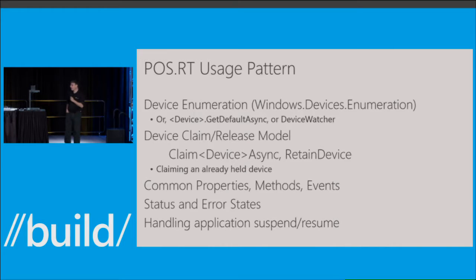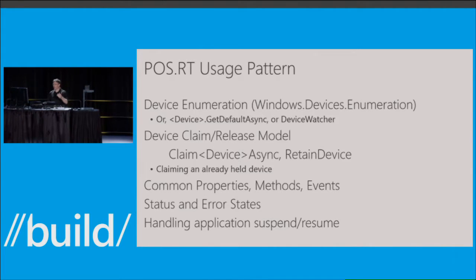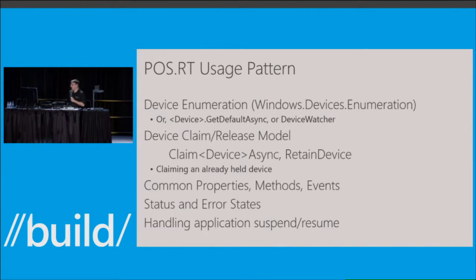So the model that we've put in place here is actually a cooperative claim model. So in this case, the first application makes a claim on the device, on the scanner or MSR, has obviously created an instance of that scanner or MSR. It has the claim. So you can not only set up a data callback for when data is scanned off of the scanner or read off of the card, but you can also set up a notification for another application requesting a claim on that device.